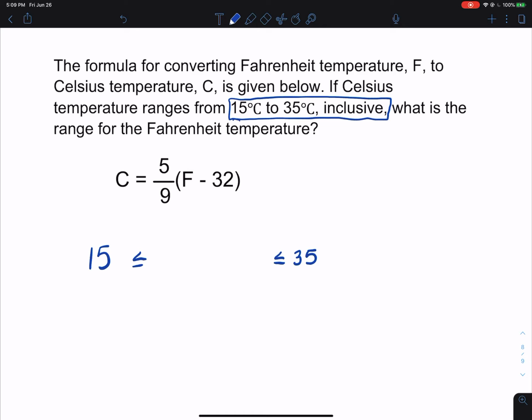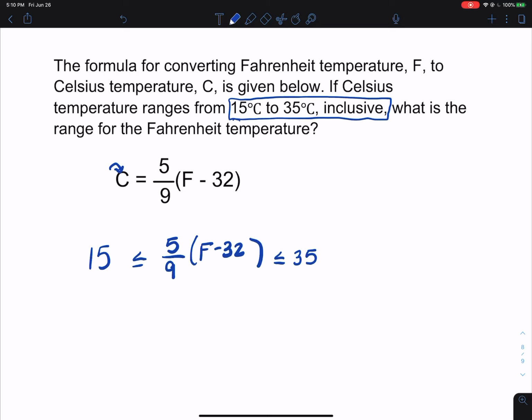And so this is in Celsius, and we want to convert it to Fahrenheit. If we were trying to do this piece by piece, we would just plug the 15 in here for C and then solve for F, and then plug the 35 in for C and solve for F again. So what we're going to do here is plug that right-hand side of the equation, the 5/9 times F minus 32, into the middle of this inequality, and we're going to solve both pieces at the same time.